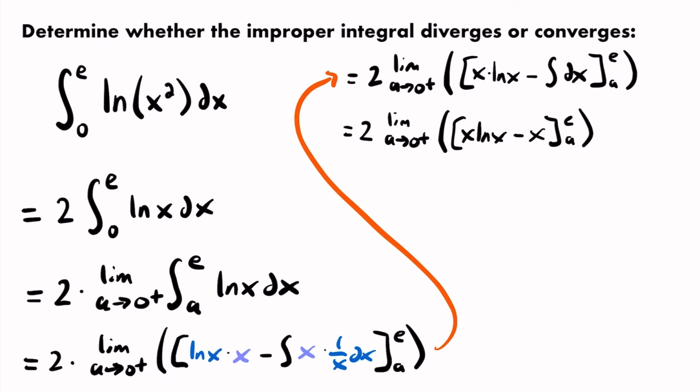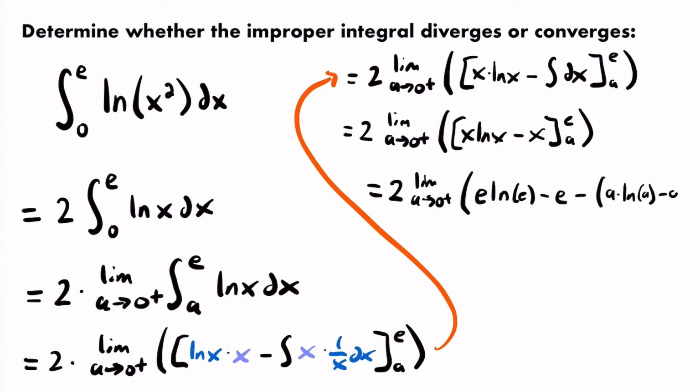All right, so if we do that, this will be equal to 2 times the limit as a approaches 0 from the right of e times the natural log of e minus e. That is this expression evaluated at e. Now we want to subtract evaluating it at a. So we'll have minus and then put this in parentheses. That negative needs to affect both of those terms. So we'll have a times the natural log of a minus a. Okay? Now we can simplify.